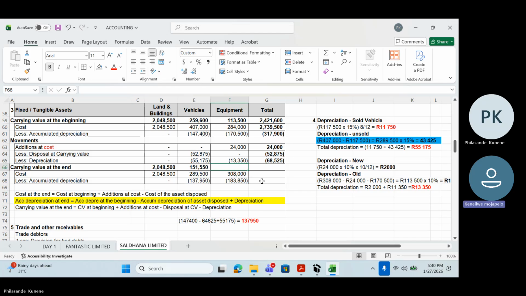$124,150. Yes, that's correct. Very good on that. Then the total will be 2,324,200. Okay, here I needed to get the totals as well. Then this is our note full and completed.